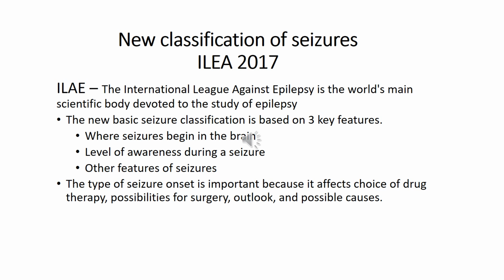The International League Against Epilepsy is the world's main scientific body devoted to the study of epilepsy. It was published in April 2017, and it represents the classifications of seizure types in the epilepsies. The new basic seizure classification is based on 3 key features. Number 1, where seizures begin in the brain. Number 2, level of awareness during a seizure. And number 3, other features of seizures. The type of seizure onset is important because it affects choices of medications, possibility for surgery, outlook, and possible causes.